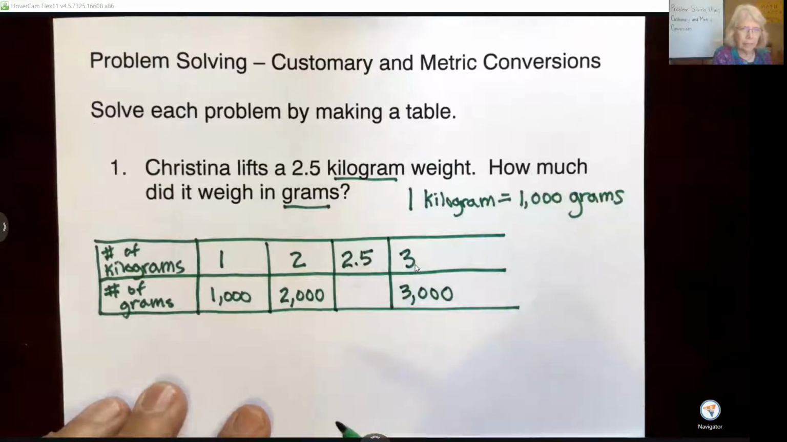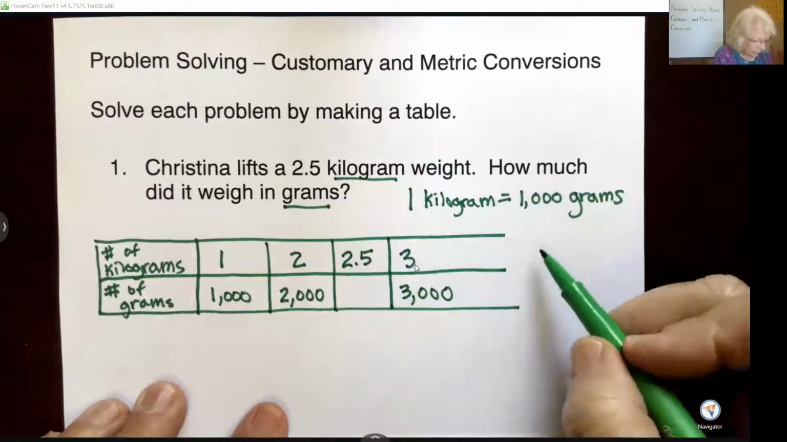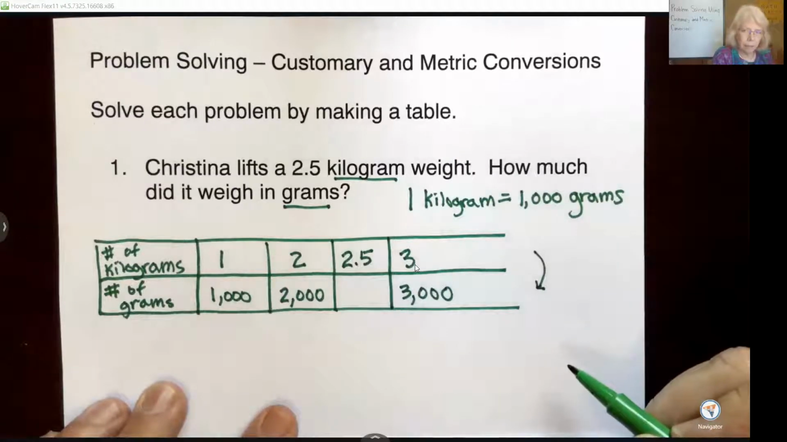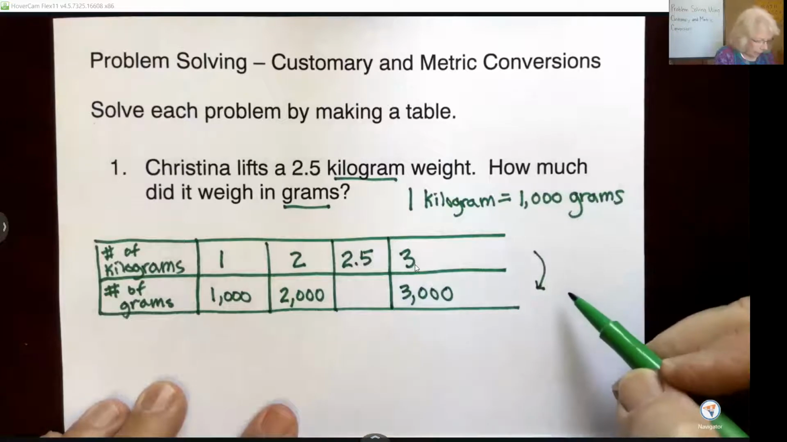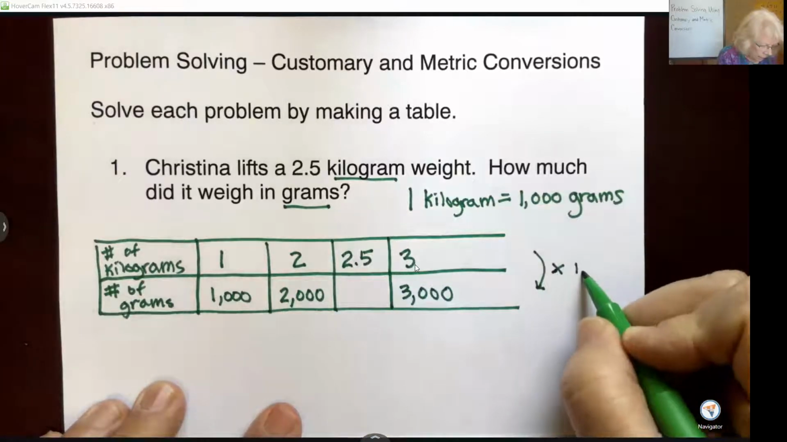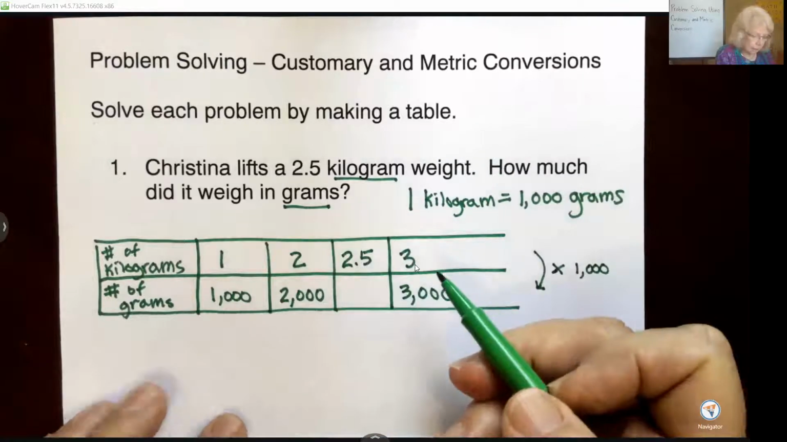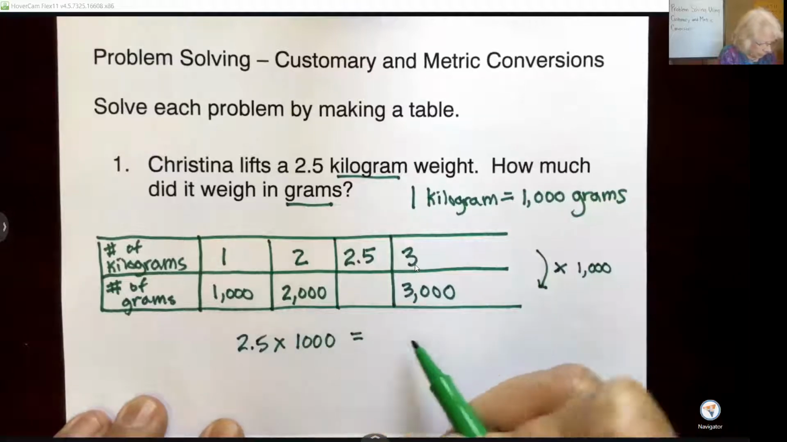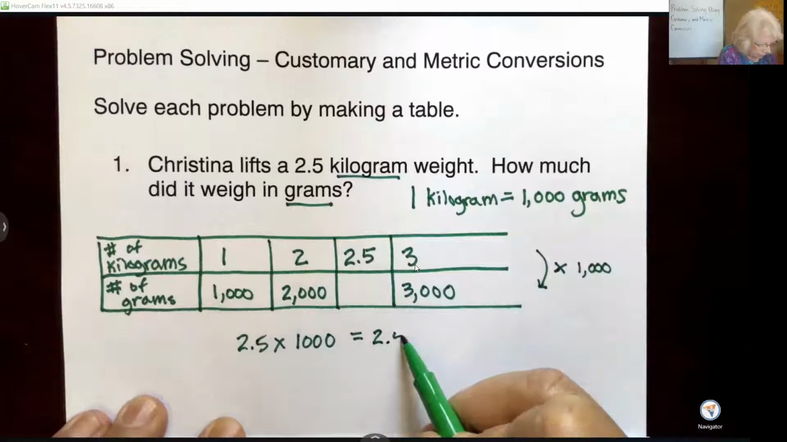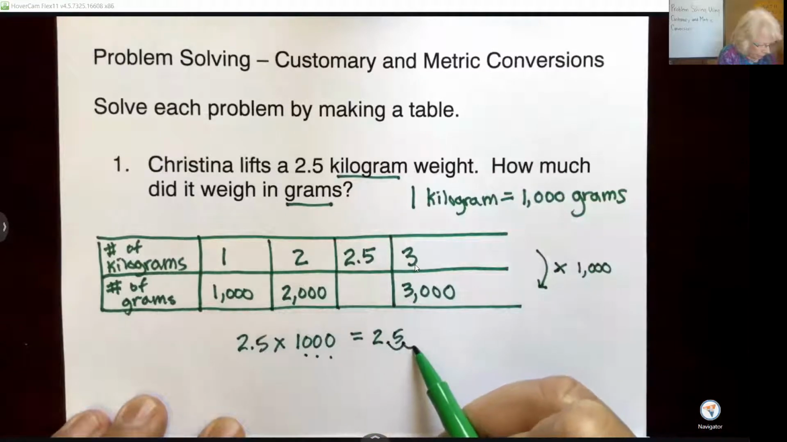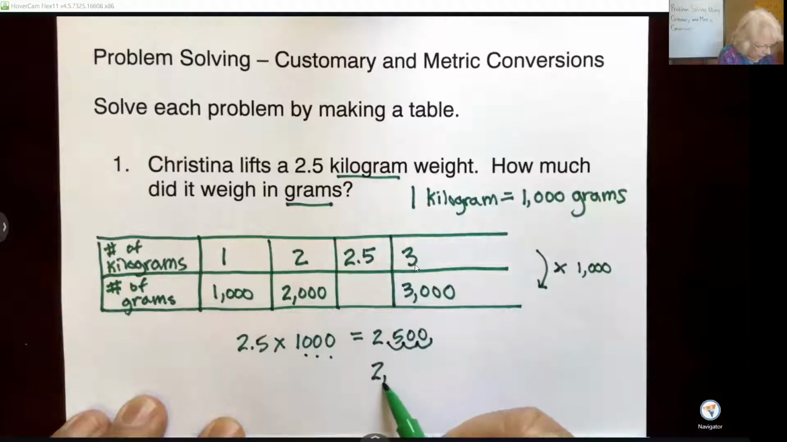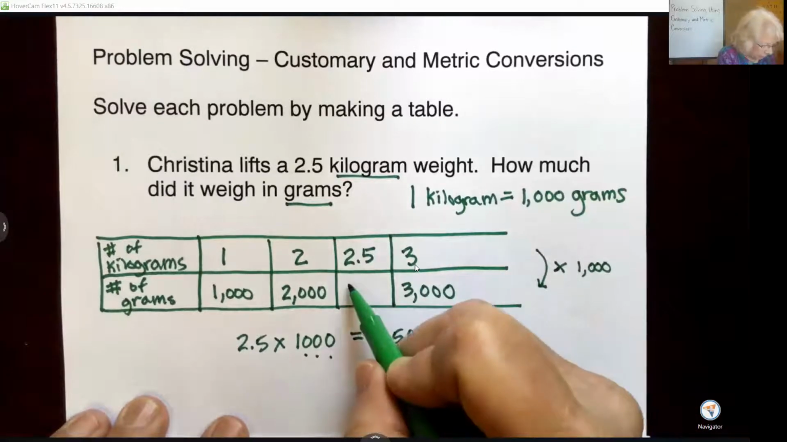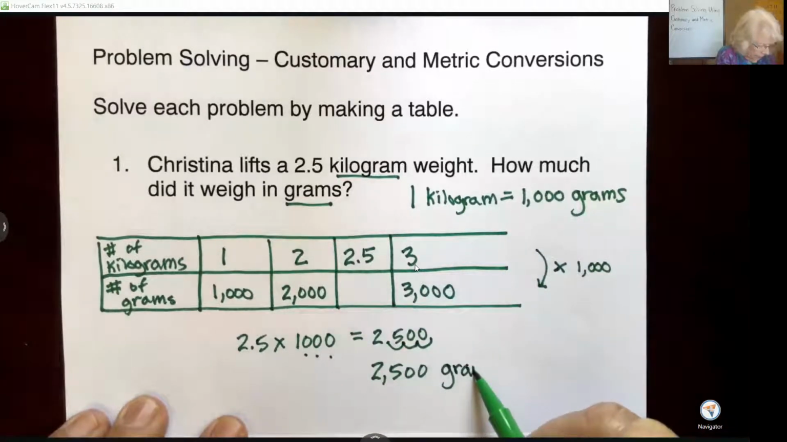We can get to this answer a number of ways. One way, we want to try to figure out the relationship between the numbers in the top row and the numbers in the second row. And if you look at that, you can think of that as multiplying times 1,000. So we could solve this way by taking 2.5 and multiplying by 1,000. And we're going to move that decimal point 1, 2, 3 times, put in our zeros, and we'll get our answer 2,500. Okay, and that is our final answer, which we would put here, 2,500 grams.